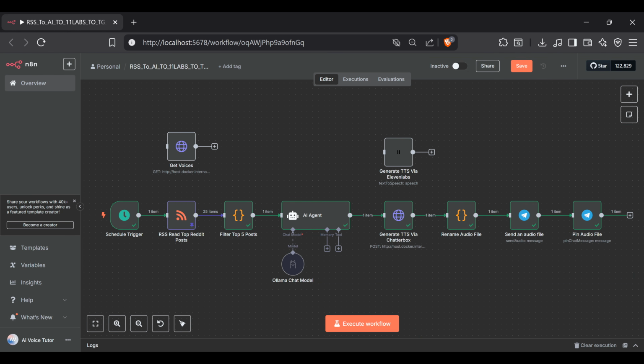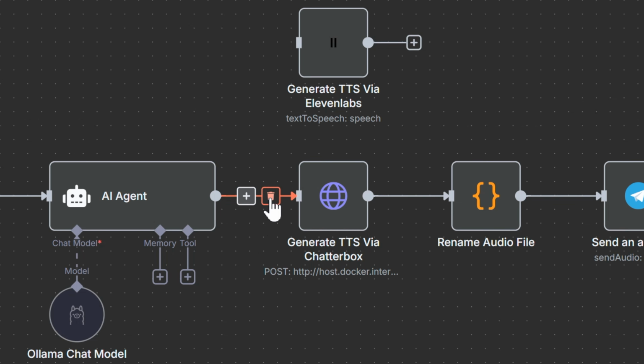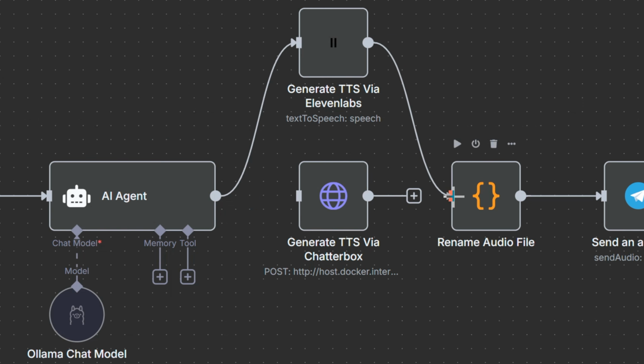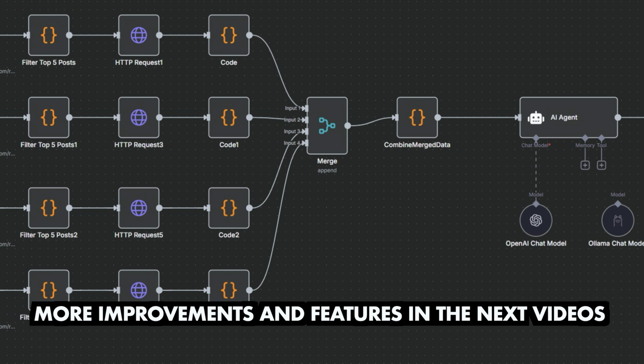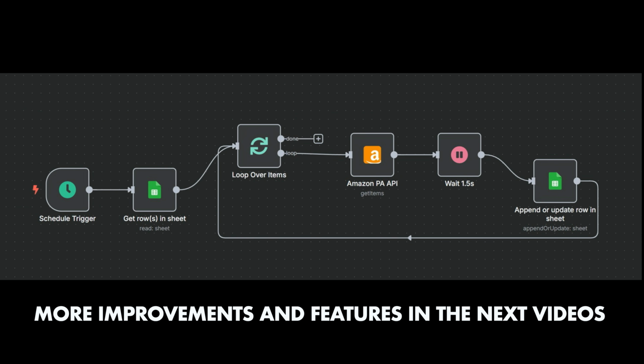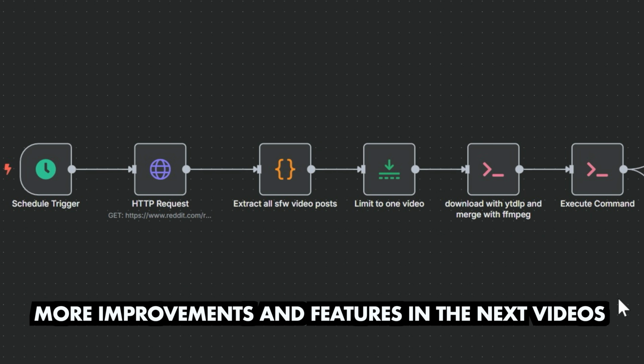And that's it. You now have a complete workflow that allows you to switch between ElevenLabs and Chatterbox TTS. In the next videos, I'll show you more of what my bot can do, like fetching prices from Amazon for hardware deals, or downloading and posting videos.